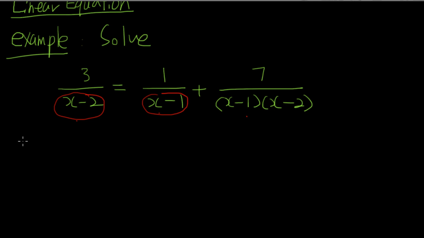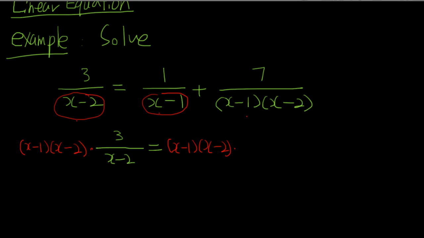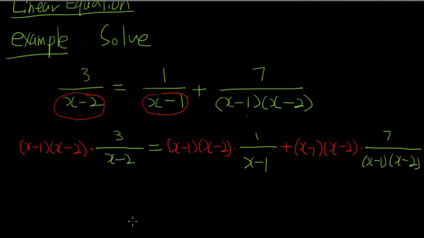So let's see. x minus 1, x minus 2 times 3 over x minus 2 equal, again we're going to do the same thing, x minus 1, x minus 2 times 1 over x minus 1 plus, again x minus 1, x minus 2 times the last term, 7 over x minus 1, x minus 2, like that.